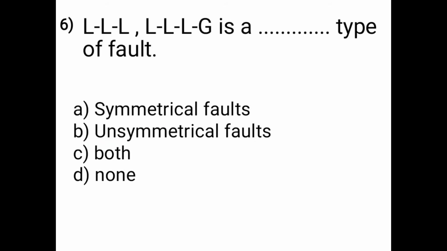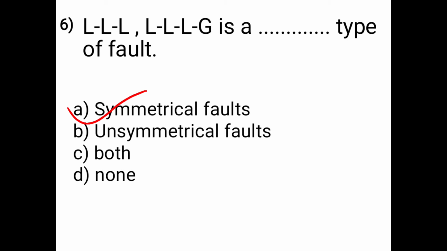Then next question is, LLLG is a type of fault. Options are: A is symmetrical faults, B is unsymmetrical faults, C is both, and D is none of the above. So the correct answer is option A, symmetrical faults. LLLG is a symmetrical type of fault, while the unsymmetrical faults are LG, LL and LLG. These are examples of unsymmetrical faults, but LLL and LLLG are symmetrical faults.